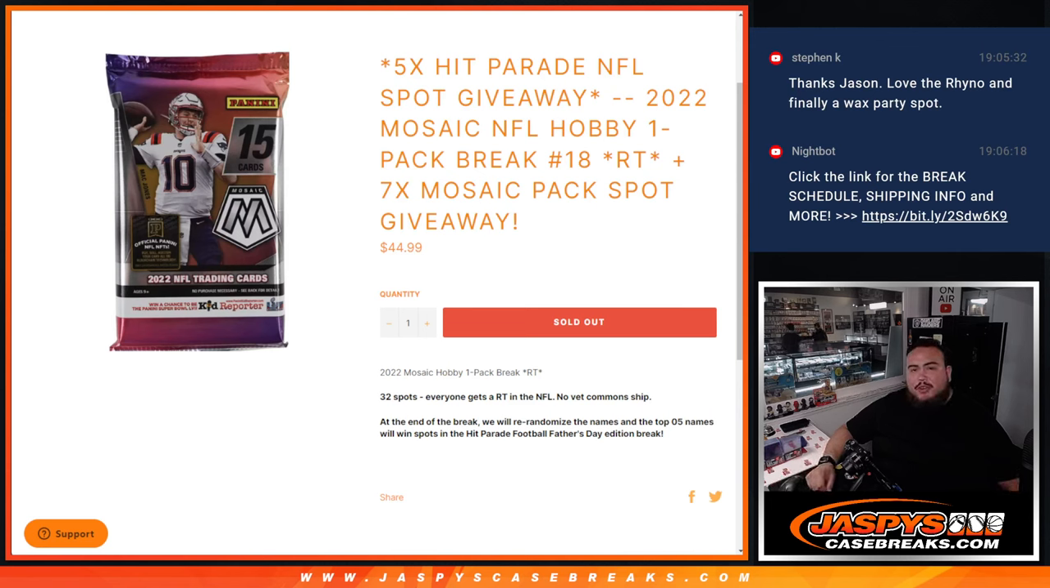We're giving away 5 hit print NFL spots with this 2022 Mosaic Football Hobby 1-pack break number 18. And again, guys, instead of selling 32, we are giving away 7 spots in this. So I think we only sold 25?